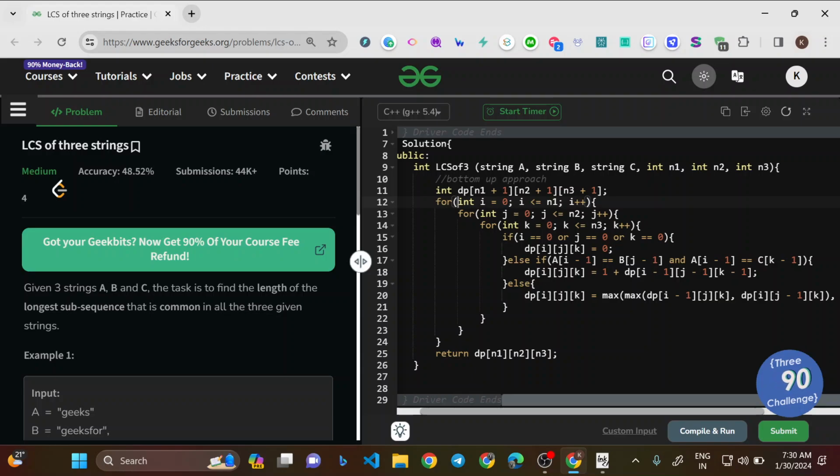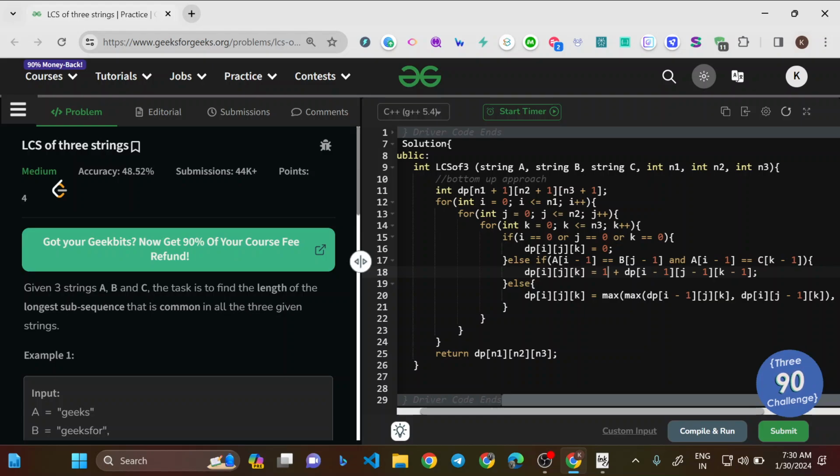Else, if a of i minus 1 equal to b of j minus 1 and a of i minus 1 equal to c of k minus 1, that means we are comparing the character at i, j, k. In case a's character at index i minus 1 is equal to b's at index j minus 1 and c's at index k minus 1, so all of them are matching, then we'll be adding 1, because we are finding the longest common subsequence. We have found one common character among all those three. So we'll be adding 1 plus dp of i minus 1, j minus 1, k minus 1. Now we are reducing our length, isn't it? So that is the case.